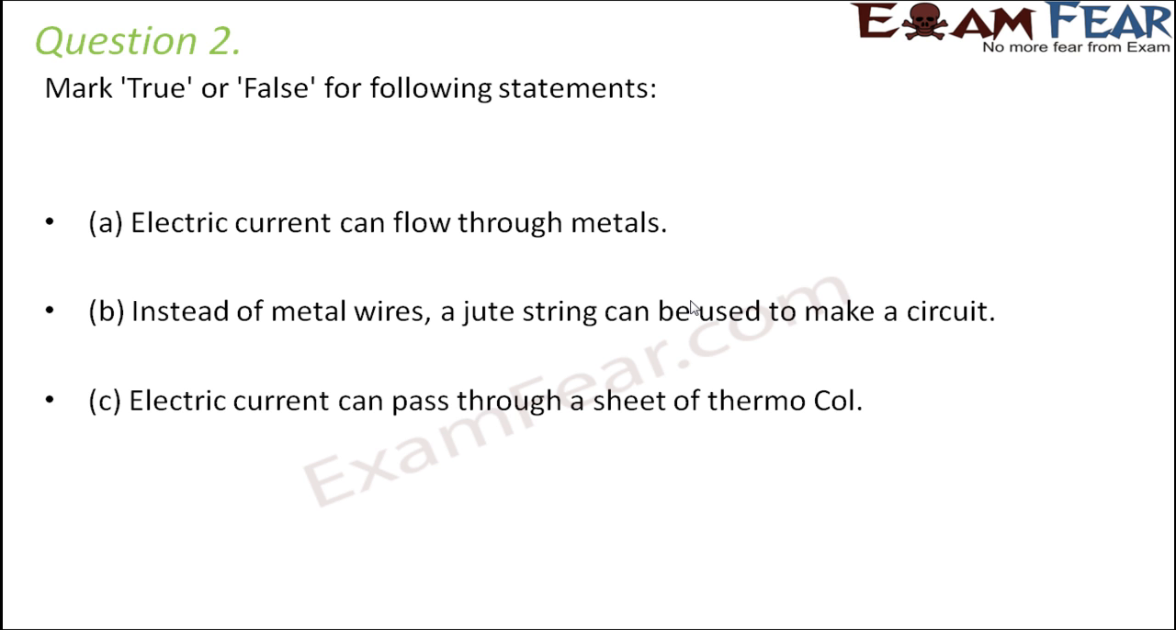Question number 2. Mark true or false for following statements. Electric current can flow through metals. True, that's because metals are good conductors of electricity. Instead of metal wires, a jute string can be used to make a circuit. False, that's because metal wires are good conductors of electricity, but when you talk about jute, they are insulators, so they do not allow current to pass through them, so we cannot use them to make a circuit.